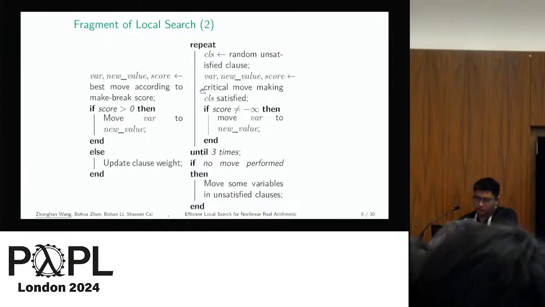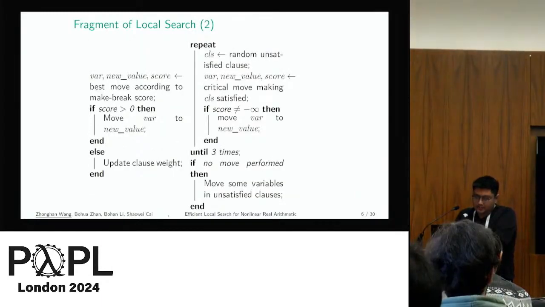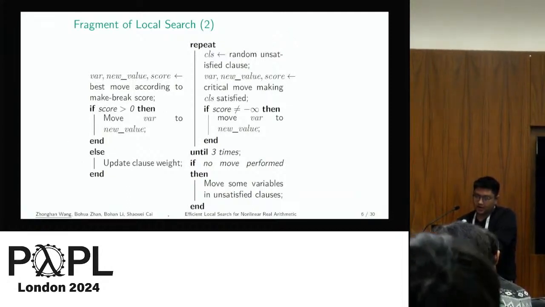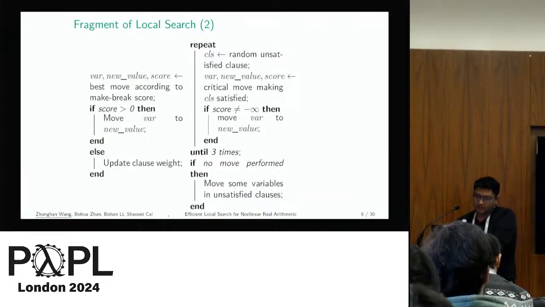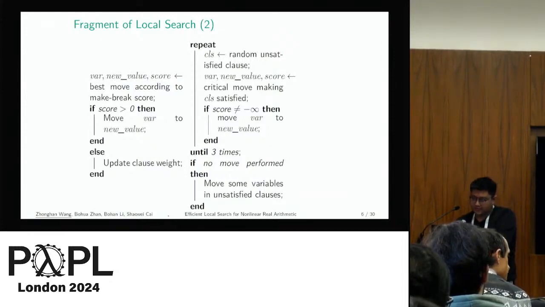This algorithm is about the critical move procedure. Critical move actually introduces the concept of flips in SAT solving. According to the make-break score, we define the variable, the new value, and the score to move in the next step. And if we actually get a positive score, we move that variable to the new value. It's called the greedy part. Otherwise, we cannot find a variable and new value combination to decrease the number of unsatisfied clauses, and in this case, we update the clause weights according to some schemes.